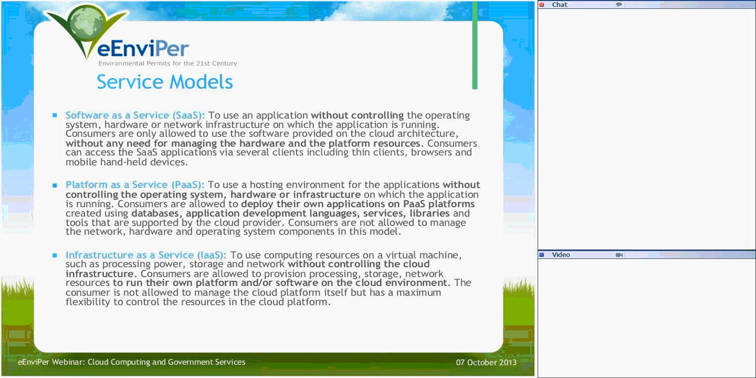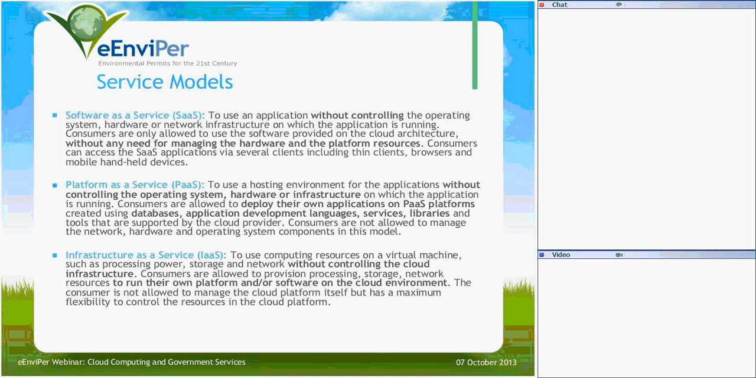Second part is platform as a service. In platform as a service, you're not controlling the operating system, hardware, or infrastructure, but you are able to deploy your own applications on this platform. You're able to create your own databases. You're able to use your own application development languages, which are provided in that platform, services or libraries. Google App Engine is one of the examples of this. You can develop some software using Google App Engine for development capabilities and deploy them there. Also, Microsoft Azure gives some PaaS capabilities to users in Microsoft premises.